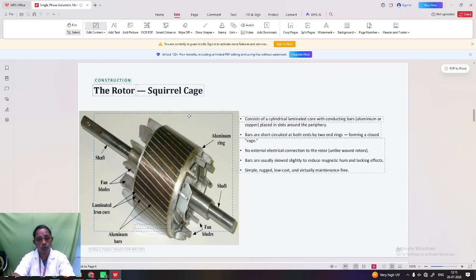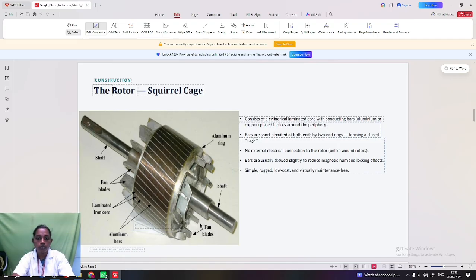Next one is the rotor. The rotor means the rotating part. Here the squirrel cage type of rotor is preferred. It consists of a cylindrical laminated core. In order to reduce the eddy current loss, the laminated cores carry copper or aluminium bars, which act as rotor conductors and are placed in the slots around the periphery.